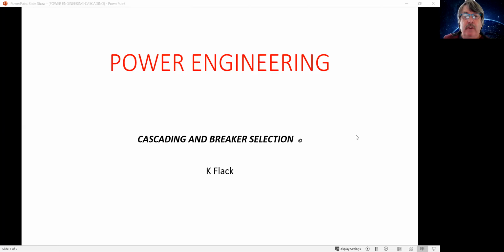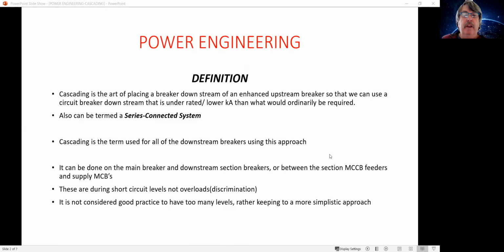So as we said, let's have a look at the cascading and breaker selection, and let's see if we can get some understanding of where we go with this topic. So let's have a look at the definition. Under cascading, we could also term it as a series connected system, as circuit breakers generally are, but this is a series connection system where it's a systematic approach to that.